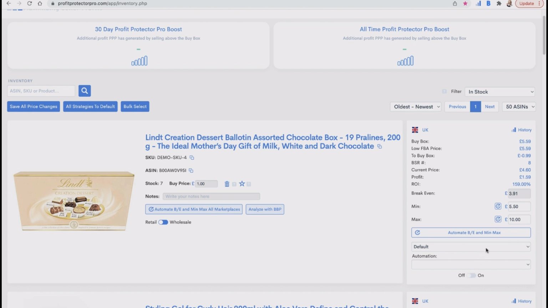Okay, so what you want to do with a minimum price is make sure that you include profit in that minimum price. So you don't want to make that the break even or the cost of the product, because they need to make profit.